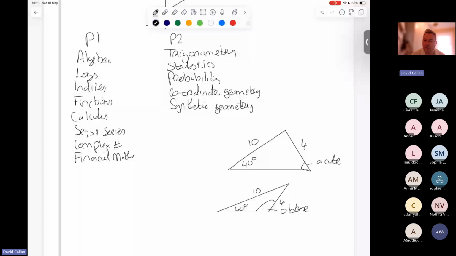Next one, what paper would induction turn up on? Induction tends to be on paper 1. So I should add that in there for induction. There we go. I knew I was forgetting one of the paper 1 ones.